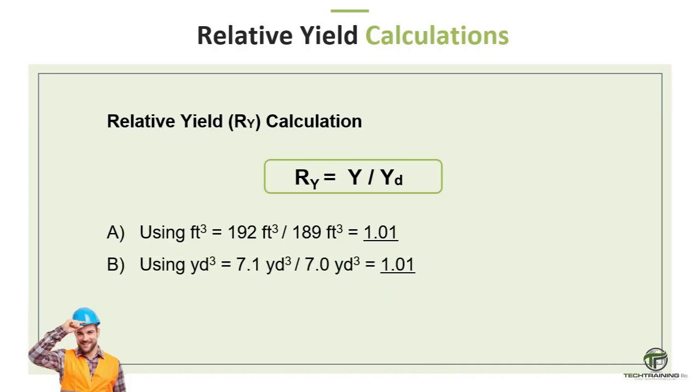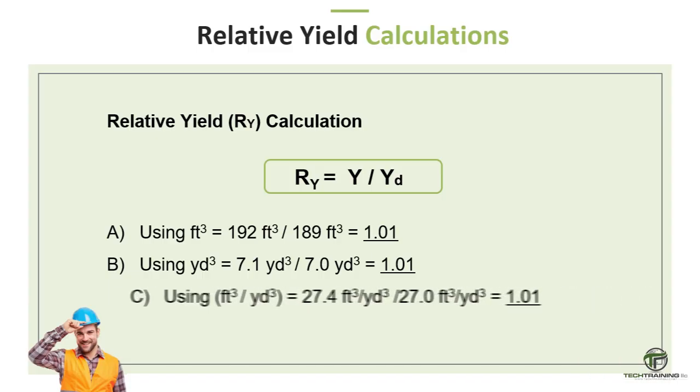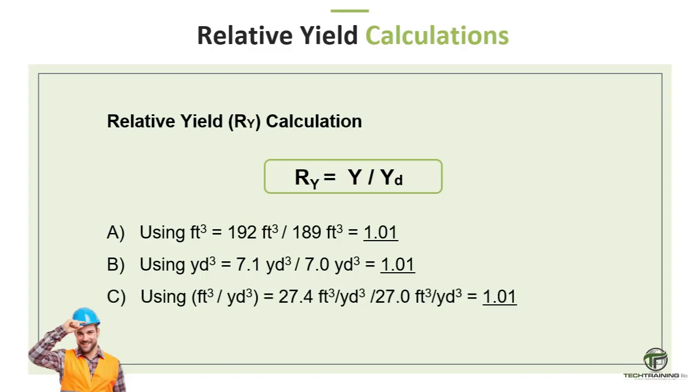Next, 7.1 cubic yards divided by 7 cubic yards gives us a relative yield also of 1.01. And lastly, 27.4 cubic feet per cubic yard divided by 27 cubic feet also gives us a relative yield of 1.01. A value for relative yield greater than 1.00 indicates an excess of concrete being produced, whereas a value of less than 1.00 indicates the batch to be short of its design volume.